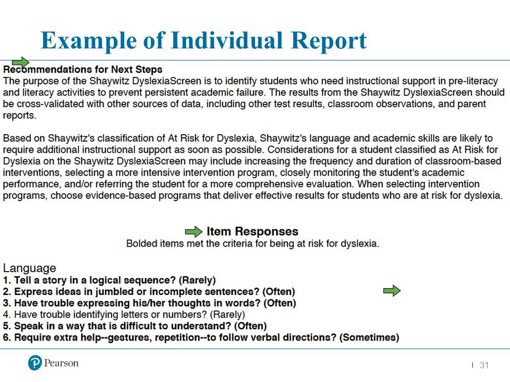So we can see that the bolded items are going to be the items that meet the criteria for being at risk. So we see that items 1, these are all the items that I actually showed you. So if you look at item 1, it tells a story in a logical sequence: rarely. 2 is often, 3 is often, 4, remember how I showed you 4 was not a big issue for me. It's rarely, and then the other 2 are also often and sometimes. So we see that those 5 out of 6 are considered areas of risk for dyslexia. Hopefully that comes across pretty straightforward.